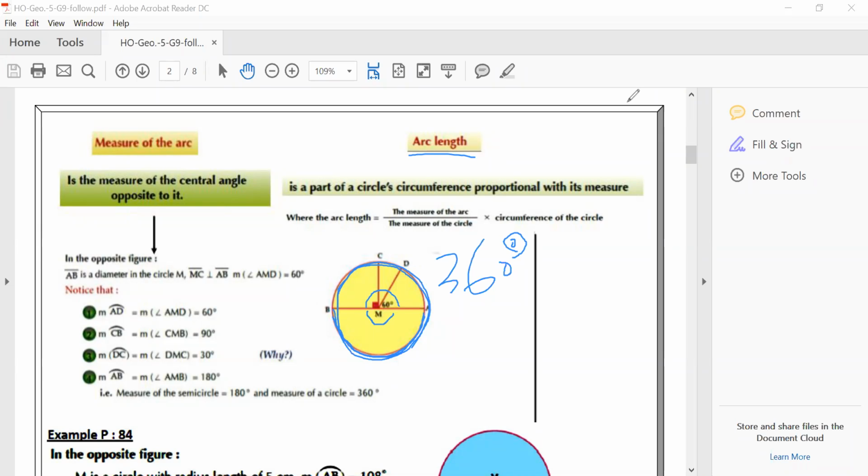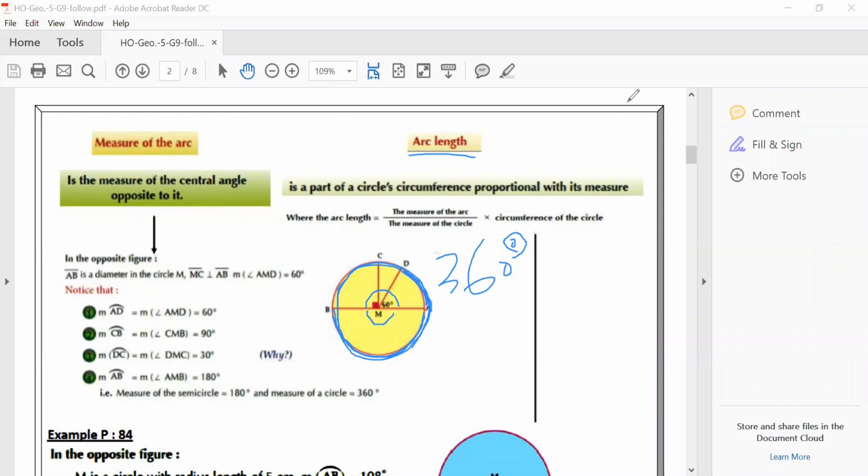So the arc length is the part of the circle's circumference proportional to its measure. It is a part, and I want this part in centimeters. You know that in grade 5, the circumference means the perimeter of the circle. We did an activity in grade 5 where we made a rope divided into centimeters, formed the circle, and then stretched it again to know how many centimeters the circle is. The circumference is 2πr.